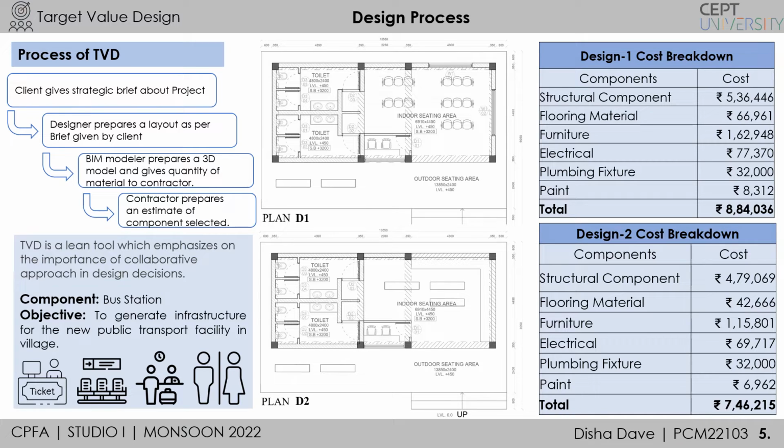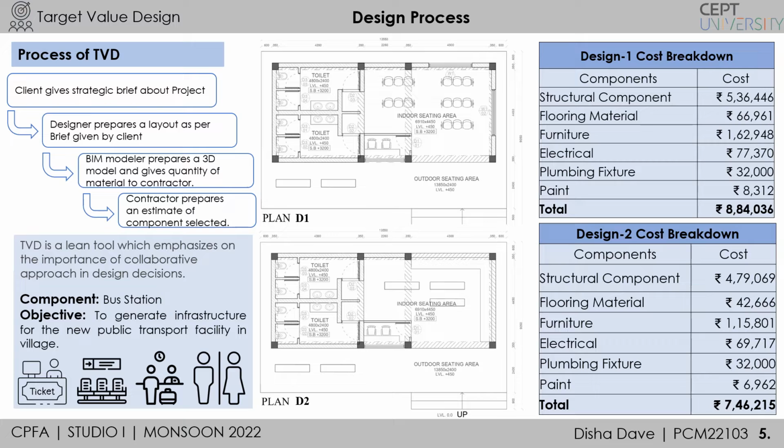Firstly, the client provided the strategic brief about the component which was selected. Further, the designer prepared the 2D layout, which was given to the BIM modeler who made the 3D model, and the bill of quantities was given to the contractor, of which the quantities and the costing was derived.